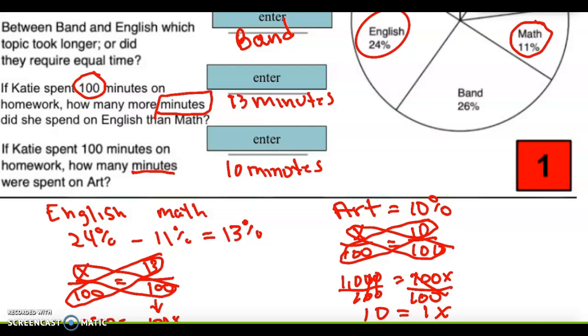I hope this will help you solve the rest of them. Again, remember to read the question carefully and follow your success criteria. At this time, I'm going to go ahead and pause the video and start on your assignment, please.